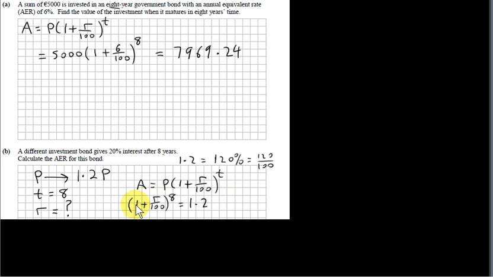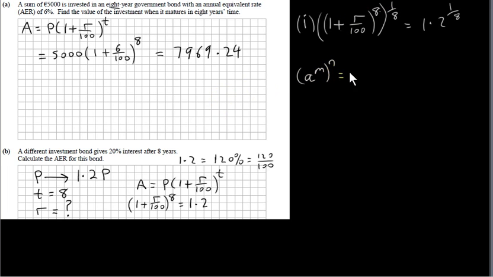Now, how do we find R? We have 1 plus R over 100 raised to the power of 8. How do we get at R? Now, there are two ways we can do this. The first way is to put both sides to the power of 1 over 8. So put the left-hand side to the power of 1 over 8, and then put the right-hand side to the power of 1 over 8. Now, why do we do that? Well, we use our rule for powers then. If we have something raised to a power and the whole lot is raised to another power, we just multiply these powers together. It's just this rule here, a to the power of m raised to some other power n is a to the power of m times n, where a, m, and n are any numbers.